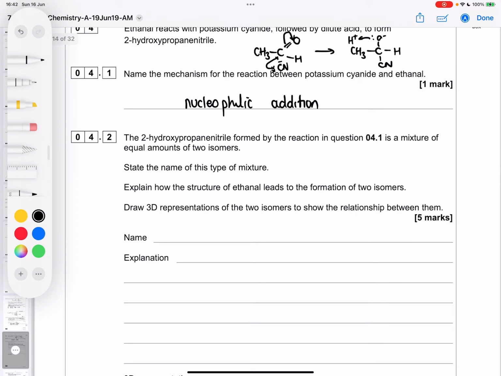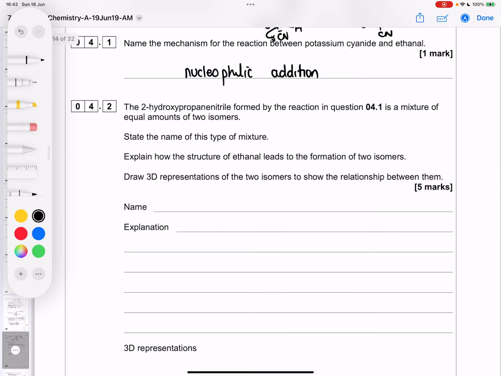The 2-hydroxypropane nitrile formed in this reaction is a mixture in equal amounts of two isomers. It's a mixture of the optical isomers. Name this type of mixture. An equal amount is called a racemic mixture.